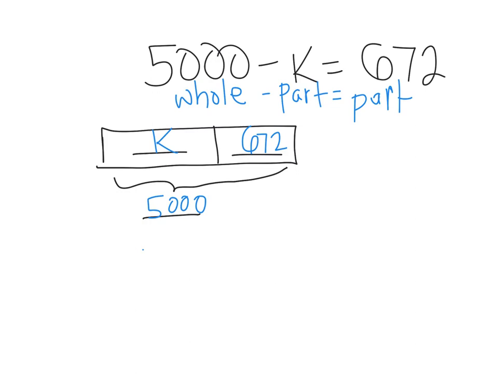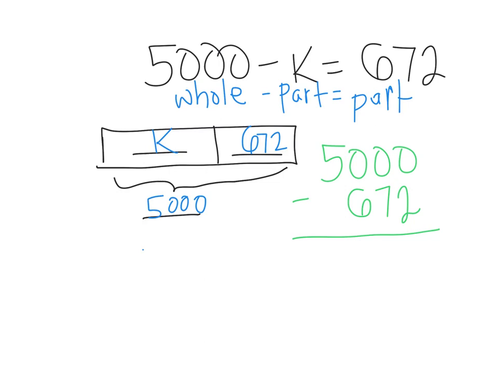So let's write our problem out. We've got 5,000 and we have to take away 672. We have to do quite a bit of regrouping in this problem, because if I have no money, can I give you $2? No, that's not possible. I can't borrow from a zero. I couldn't borrow from the tens place, or from the hundreds place, so we're going to have to borrow from the thousands place.